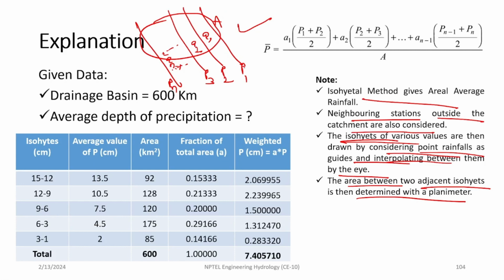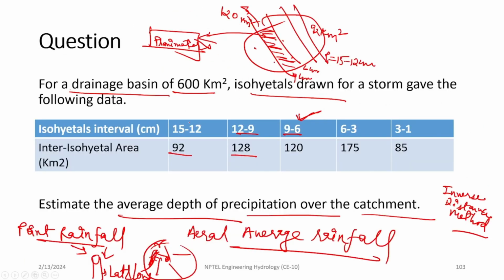So now we are giving the aerial weightage to the precipitation values, and we are computing the average precipitation value. Got it? So there is an aerial weightage given to this. In this case, ISO height intervals have already been provided, and between them there is an area, like A1, A2, A3, A4, and so on.